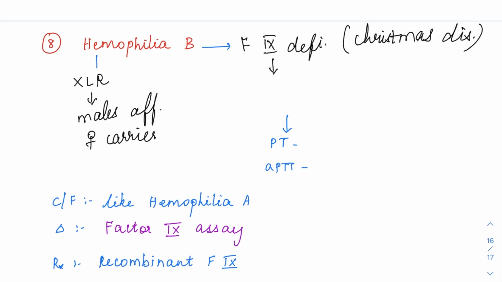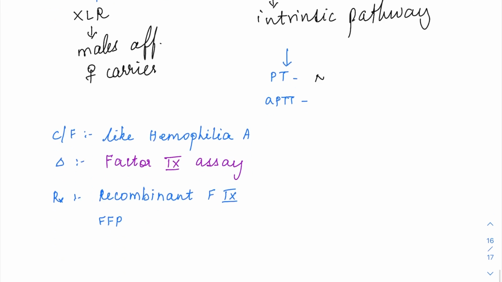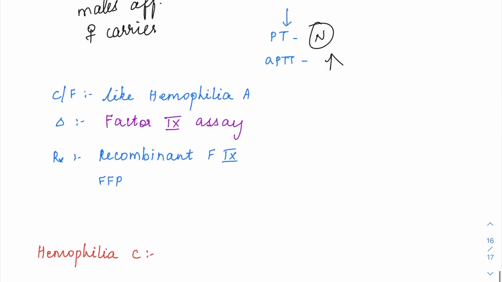Okay, so this factor 9 is also involved in the intrinsic pathway only, right? So the intrinsic pathway is going to be defective. So what will happen to the PT? PT will be normal while APTT is going to be elevated. So everything will be the same: presentation of the patient, X-linked recessive, the clinical features, everything is the same as that of hemophilia A. The only difference is when you measure the factor assays: factor 8 assay is going to be normal here and factor 9 assay is going to be decreased.